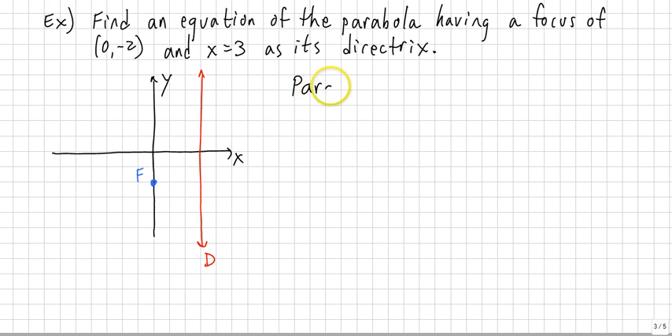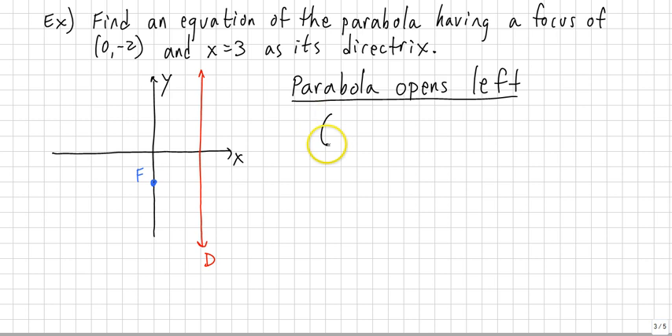So the parabola opens left. So if it opens left, then my equation must be y minus k squared equals negative 4a times x minus h. So I know it opens left, so my y term is being squared. And then since it's opening to the left towards the negative numbers, I need the negative 4a one.